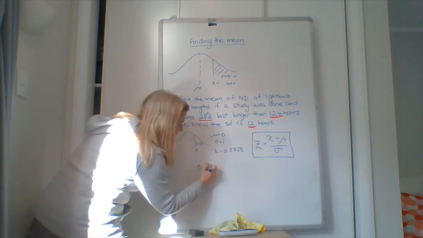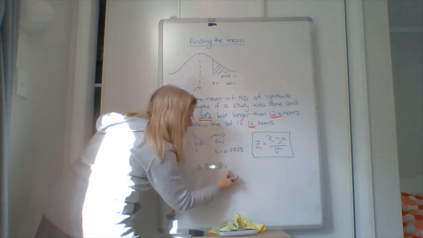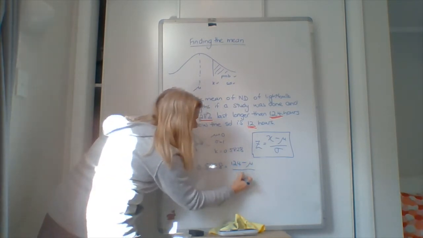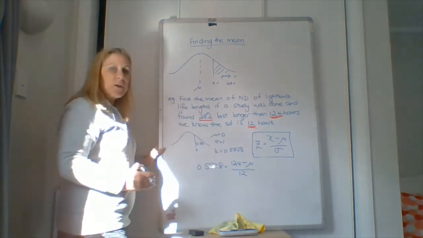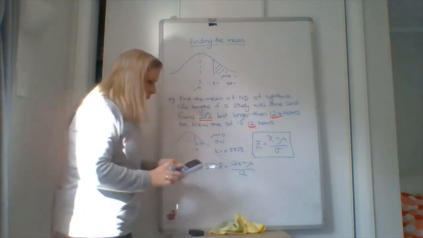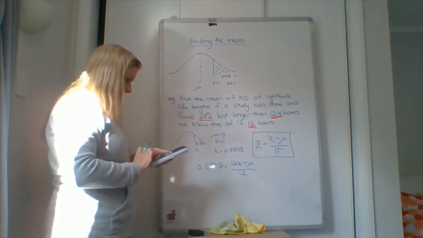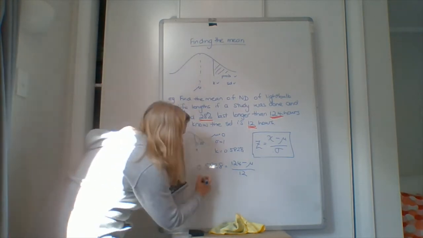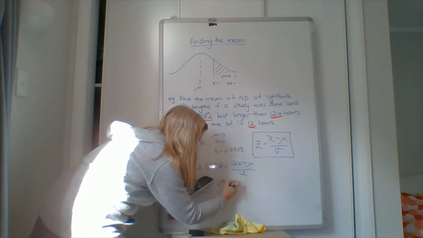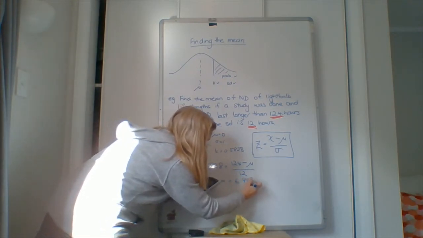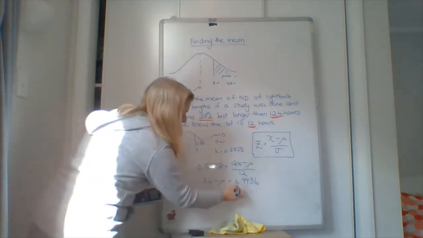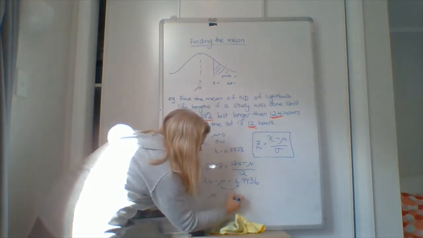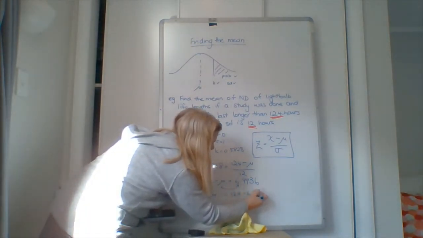So 0.5828 is equal to 124 minus the mean over the standard deviation of 12. If we use algebra to solve this, we're going to go 0.5828, remember 4 decimal places, times 12 equals 124 minus the mean, which is equal to 6.9936. Now if we swap these two over, we will find out what the mean is. So the mean is 124 minus 6.9936.